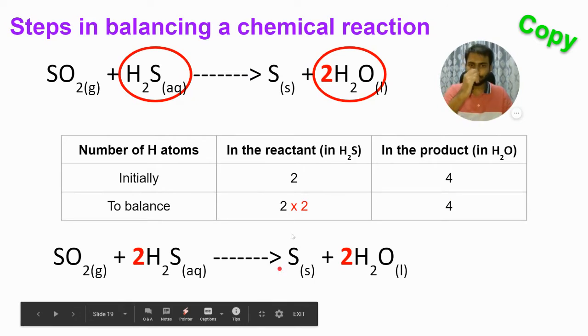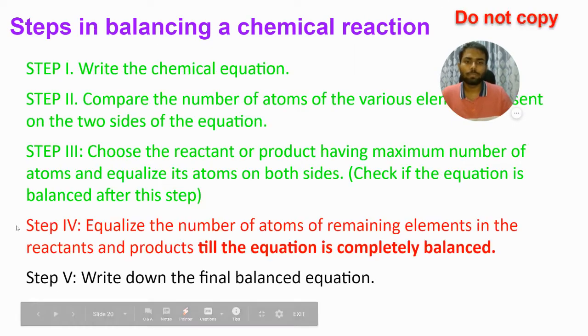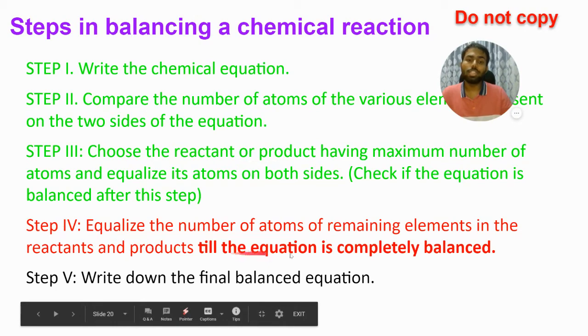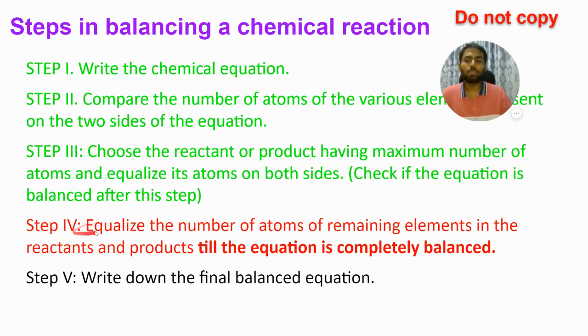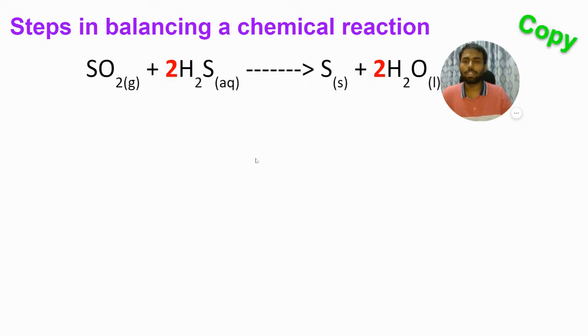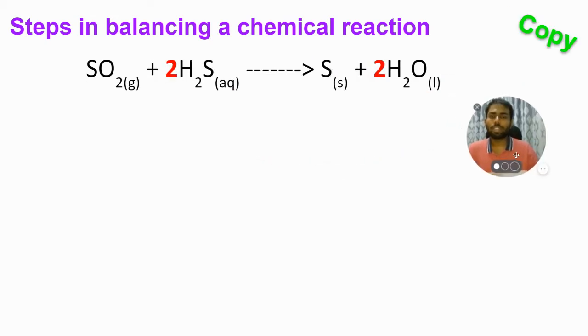ओके, व्हाई विल वी कंटिन्यू दिस स्टेप? Because step number 4 says that till the equation is completely balanced, we have to keep doing step number 4. Okay, so our equation is not yet balanced, so we'll continue with step number 4. So this is where we had balanced it till now.